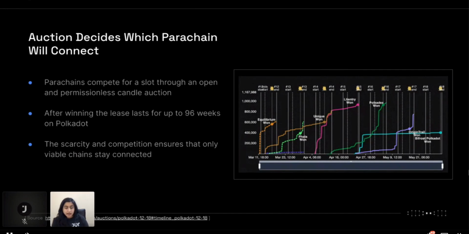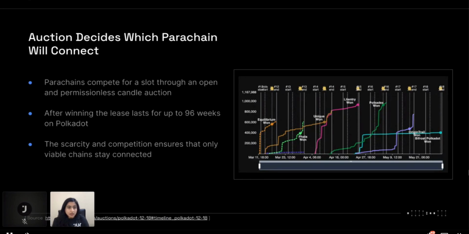And they can stay connected for up to 96 weeks, which is pretty much 2 years. And after this duration is over, they have to come and do this process again. They can renew their lease, so there are more provisions that they can opt in to stay connected to the relay chain. But this process has to happen continuously, every 2 years, for a project to stay live on Polkadot.